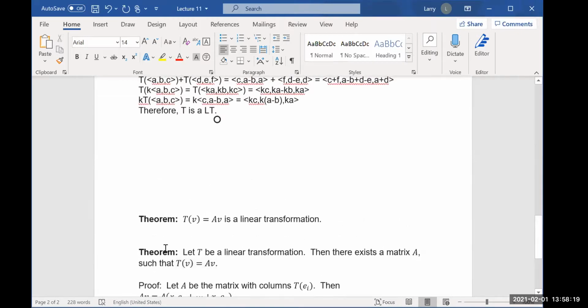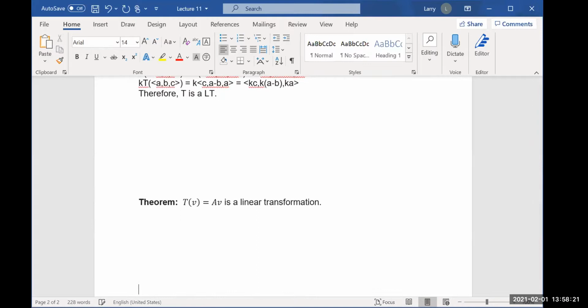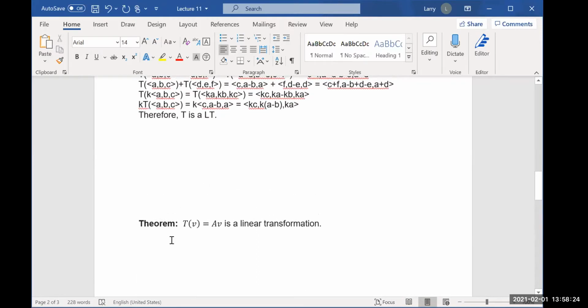So here's a big theorem and an important one. And that is, if you let T of V, vector V, equal A times V, where A is a matrix, then that's always a linear transformation. Why is that true? How do you show it's true? By doing what we just did. Now it's not going to be A, B, C anymore because we don't even know what R^n is. Let's call it V plus W.